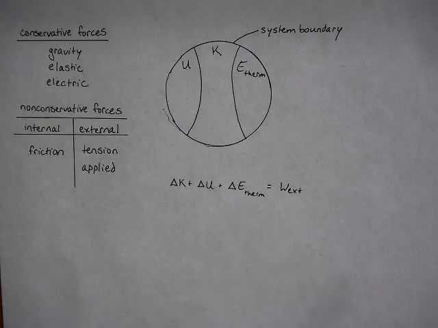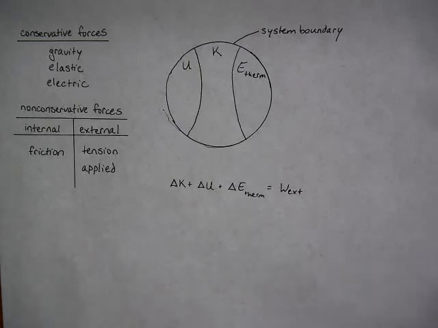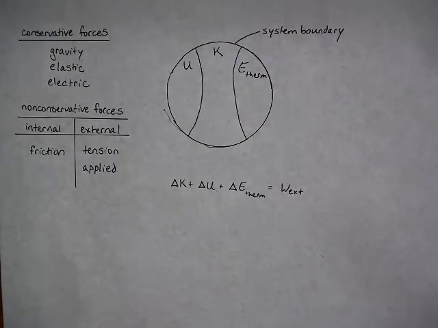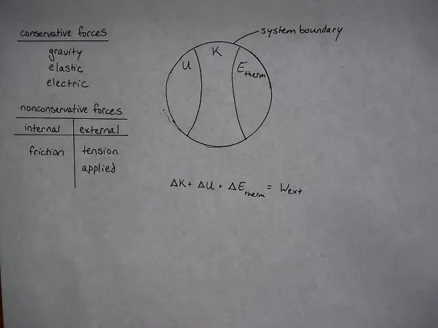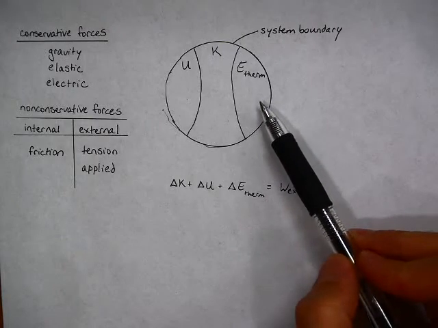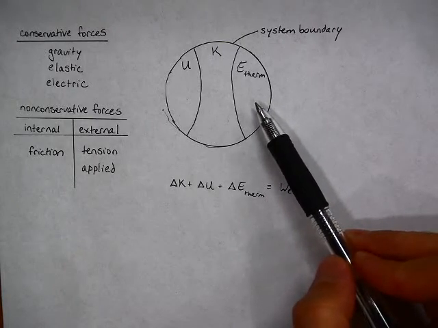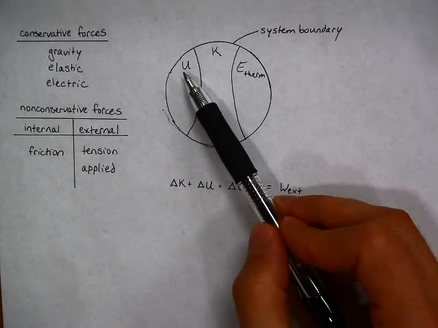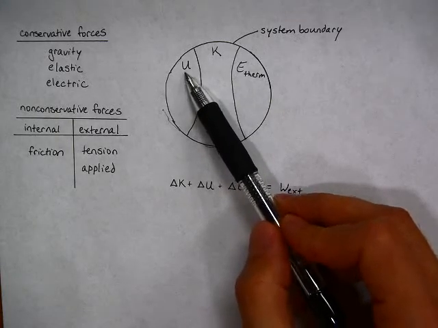To discuss conservation of energy, we first need to explore the idea of a system. A system is a collection of objects, and every collection of objects has some amount of energy within it. We're going to divide that energy into three categories. This kind of looks like a baseball. It's a nice way to think about the three categories of energy in a collection of objects.